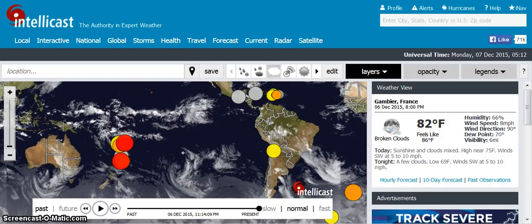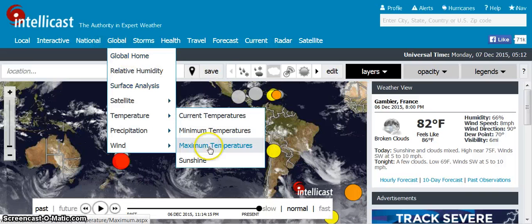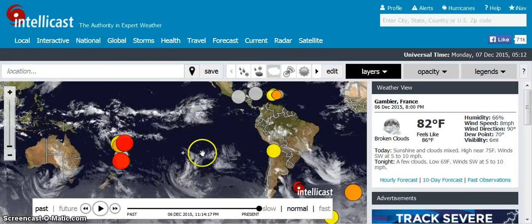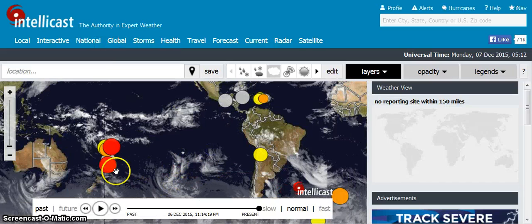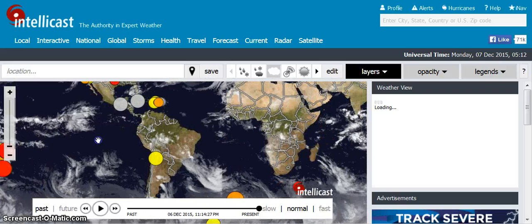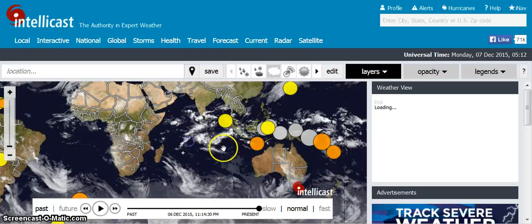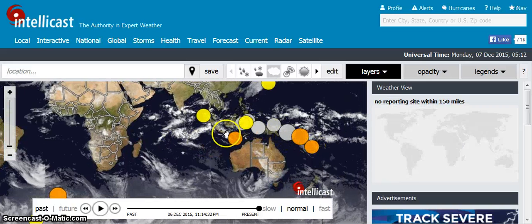Hi there, it's December 6th, 2015. I was just looking at this Intellicast map at the earthquakes. The weird thing about this is you can see these earthquakes here, but then it stops and it won't let me see this over on this side unless I move it over this way, and then you can see that there's been a lot.